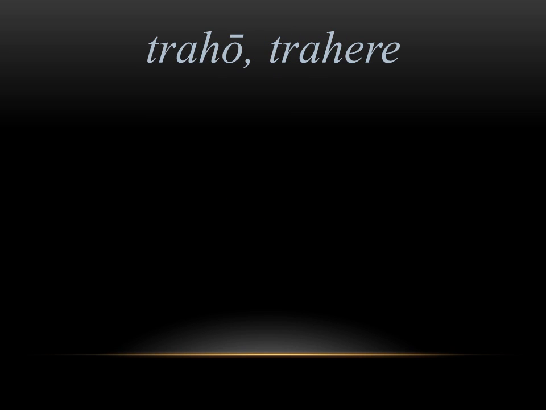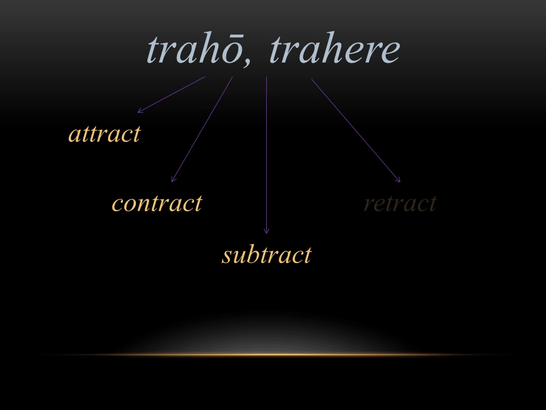Traho, trahere means to drag in Latin, and it leads to a few interesting English derivatives, such as attract, contract, subtract, retract, and tractor. All of these words are holding that root of dragging something. So if you think of attracting someone, it's almost like you're dragging them towards you. And if you think of a tractor, it's something that can drag something. So if you think of a farm, the tractors they use are dragging something behind them. That's the root of these words.